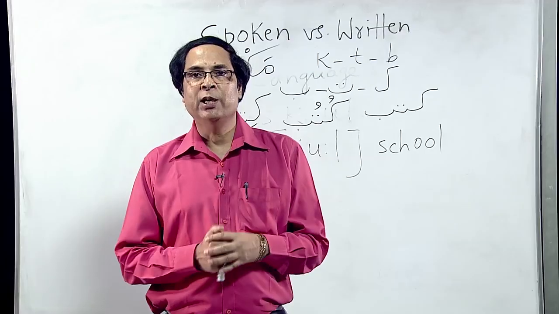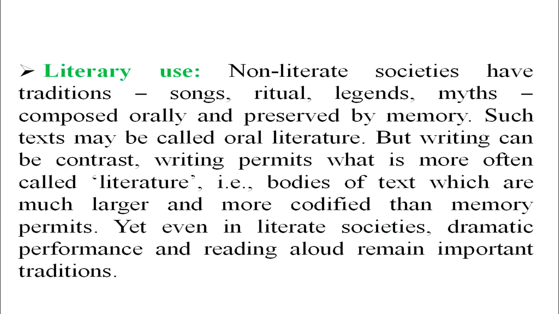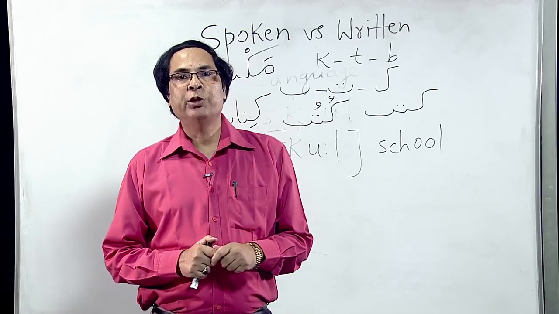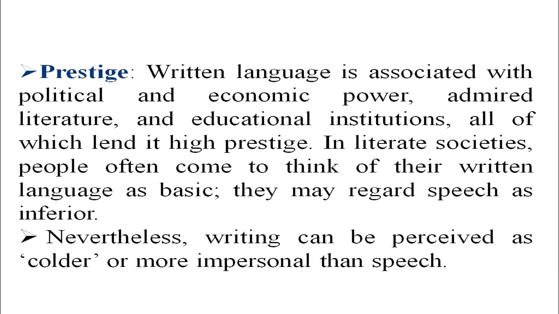Everything exists orally, but writing, in contrast, permits what is more often called literature, bodies of text which are much larger and more codified than memory. Yet even in literate societies, dramatic performance and reading aloud remain important traditions. Next is prestige. Written language is associated with political and economic power, admired literature and educational institutions, all of which lend it high prestige. In literate societies, people often come to think of their written language as basic. They may regard speech as inferior.